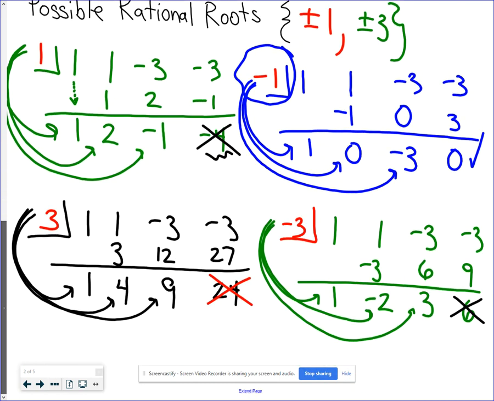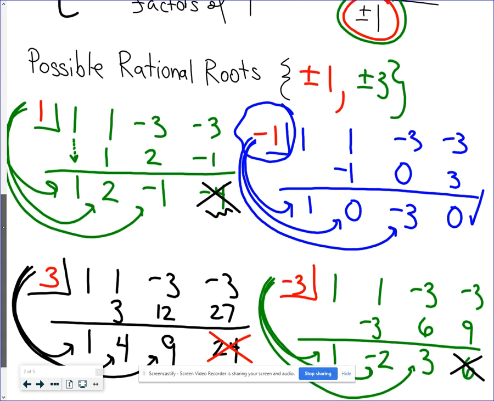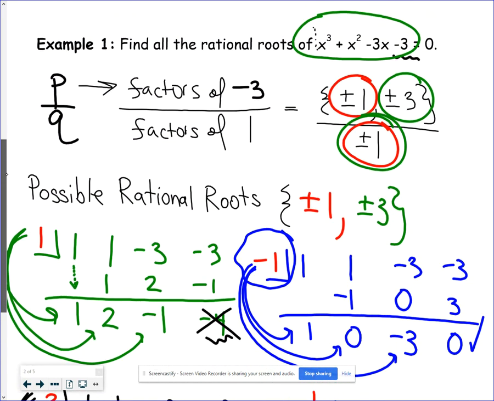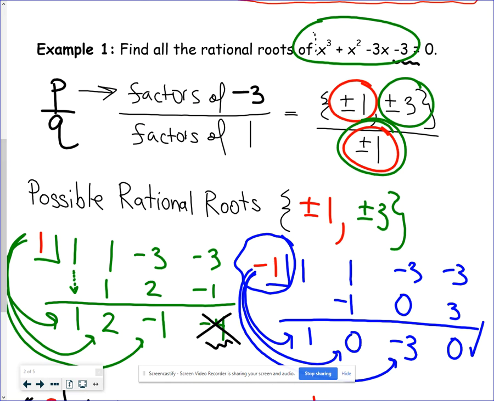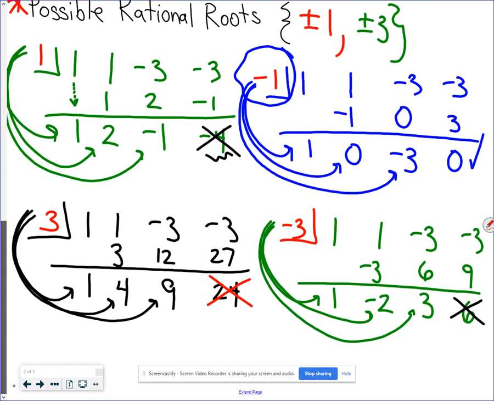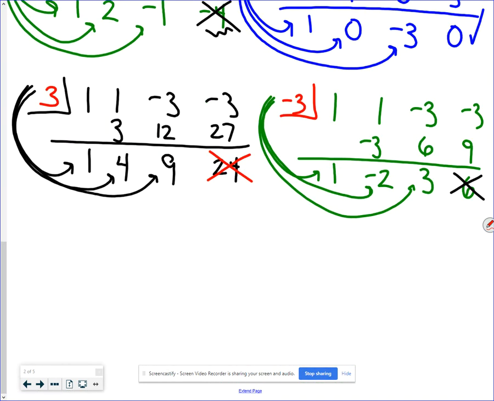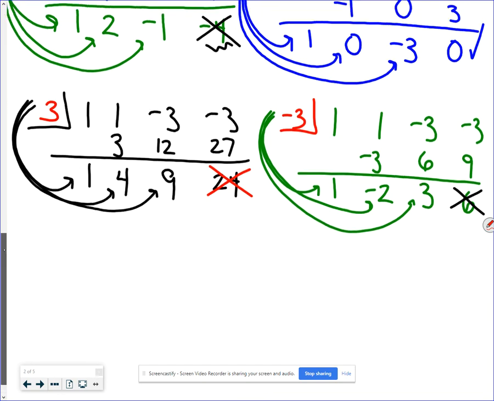So we concluded this. We came up with a list of possible rational roots by using the rational root theorem, by looking at factors of my constant term over factors of my leading coefficient. We generated this list, so we had 4 possible rational roots: 1, negative 1, 3, negative 3. And of these 4 possible rational roots, only one of them worked. So what that tells us is this equation has 1 rational root.